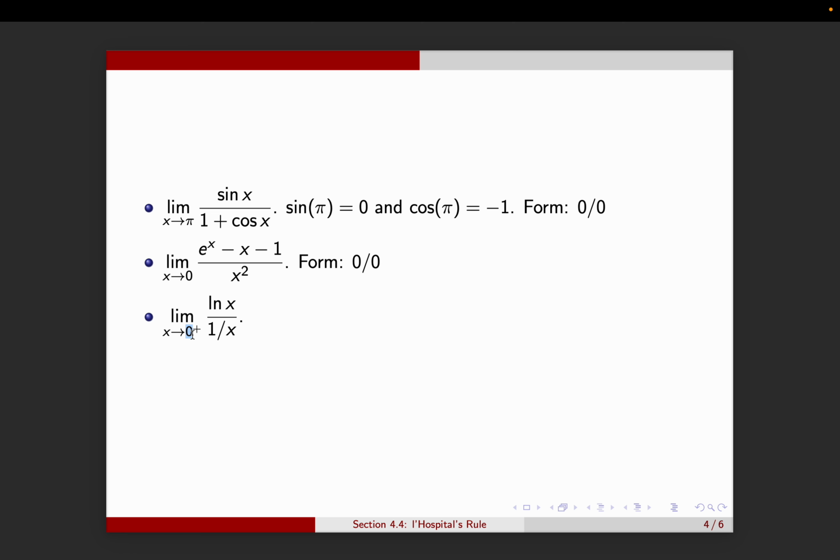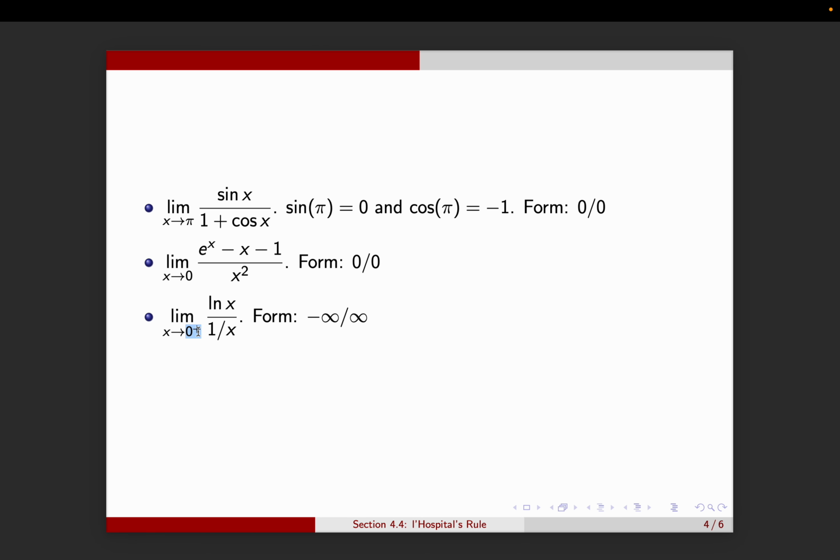And as x approaches 0 from the right, 1 over x, you're taking 1 divided by tiny things, like 1 divided by 0.0001, and that gets huge. So 1 divided by something tiny is huge. So this limit has form negative infinity over infinity. And you can omit this negative if you feel like. It's still fine to call it infinity over infinity. You're just communicating that both top and bottom of the fraction are blowing up as x approaches 0.